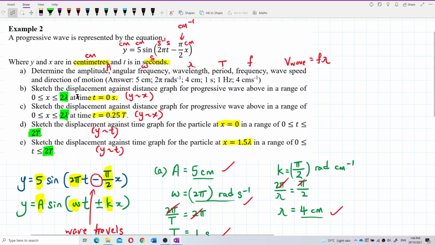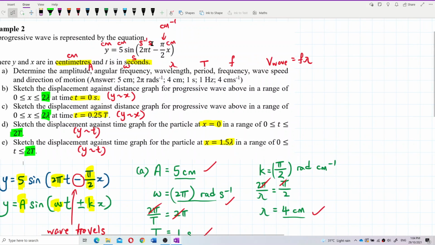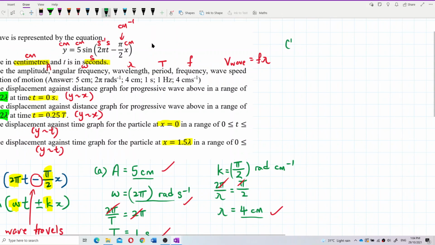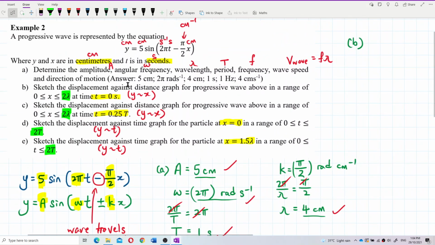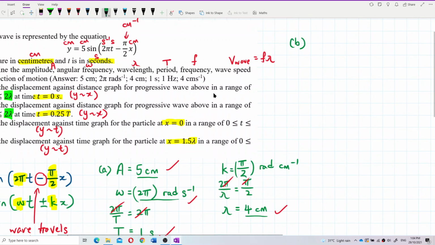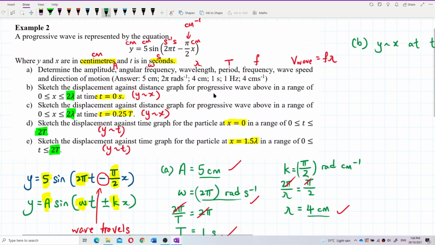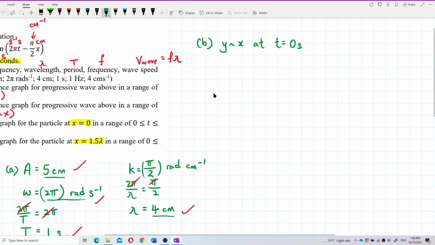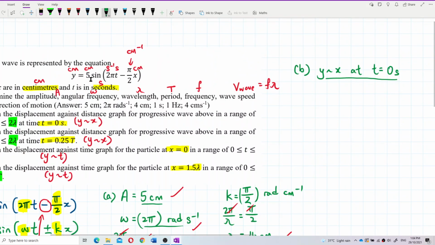So for this video, I'm going to show you B and C first. So I start with question B. How to do question B? We need to draw a y versus x graph at time equal to 0 second. So this is the first thing you need to write first. What you do is use the formula and substitute the value t equal to 0.